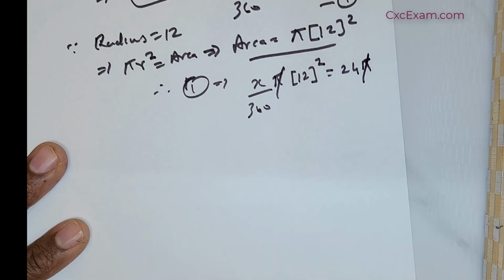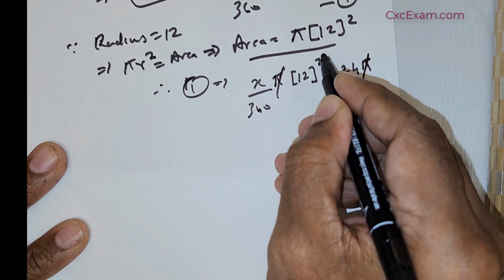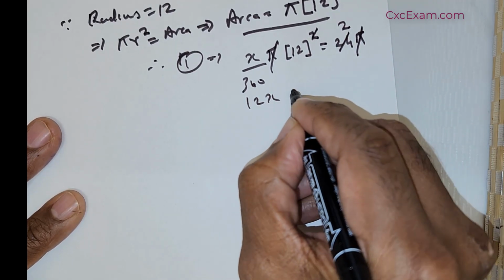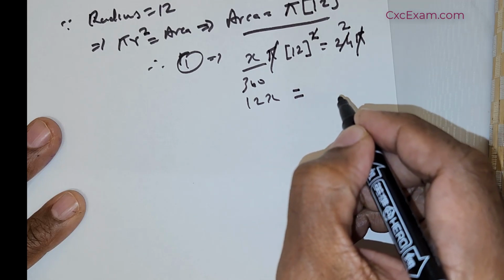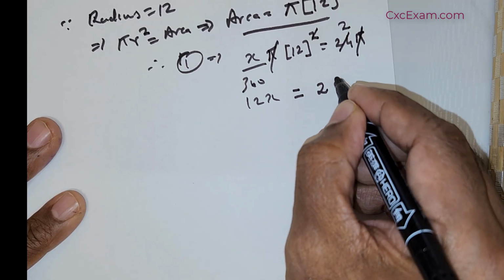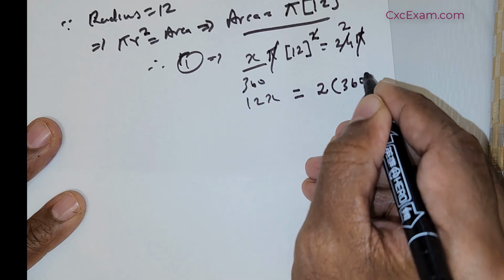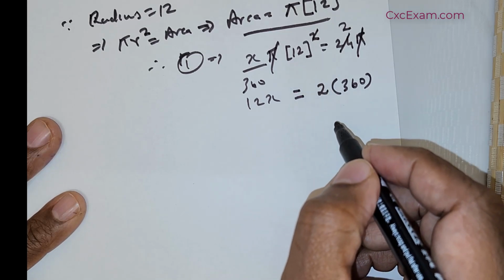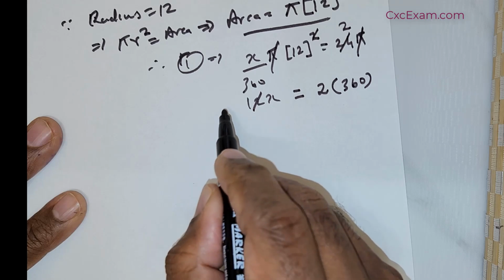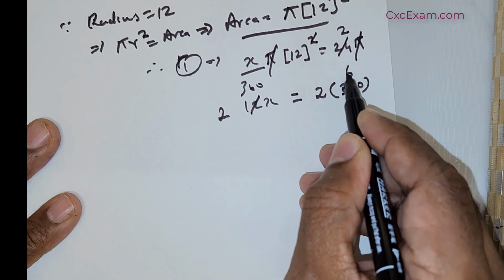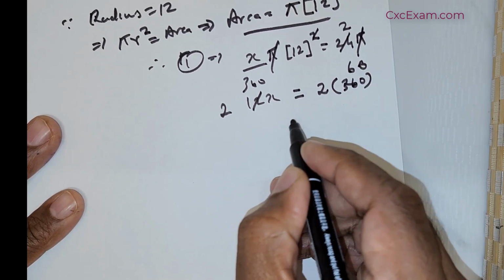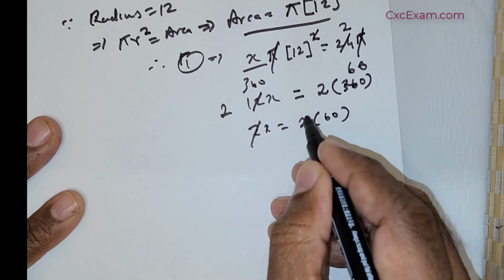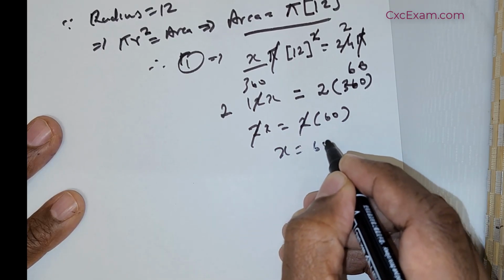Pi and pi can be cancelled. And you have a 12. 12 divides 24 two times. So this is 12 times x over 360 is equal to 2. I am taking this 360 there, right? Because the 12 is going to remain there. Now 6 divides here 2 times, and 6 divides 36 six times, and there is a 0 there. So you have 2 times x is equal to 2 times 60. Now these two 2's can be cancelled, giving me x is equal to 60 degrees.